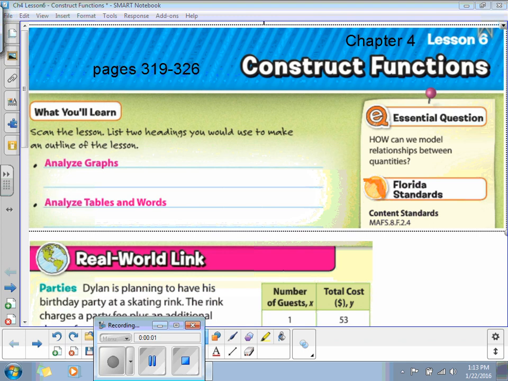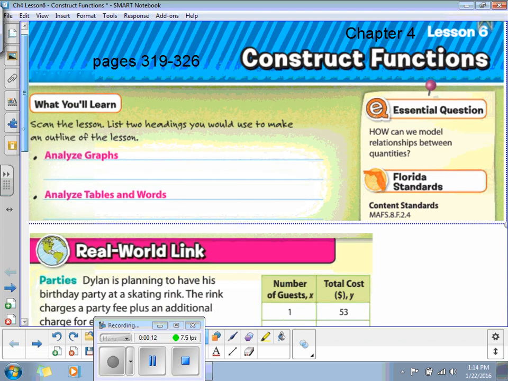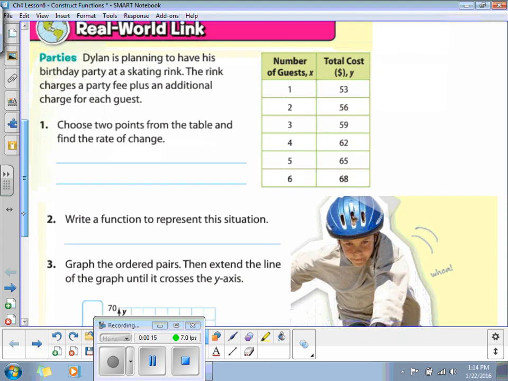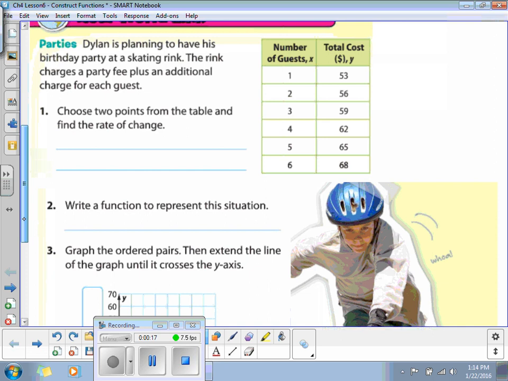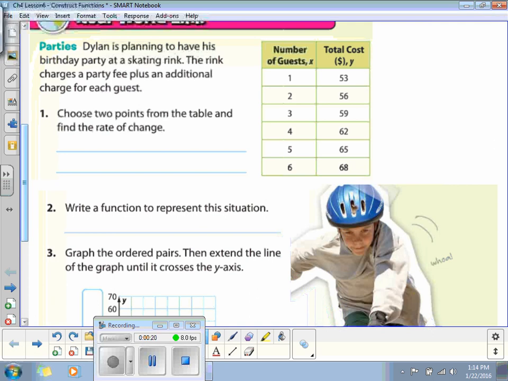Right, so this is Chapter 4, Lesson 6, Construct Functions. We're going to analyze graphs, tables, and functions written as words. In the real world link, it says Dylan is planning to have his birthday party at a skating rink. The rink charges a party fee plus an additional charge for each guest.